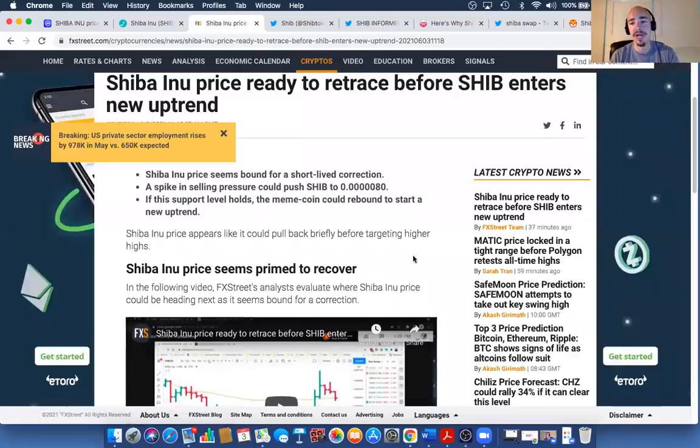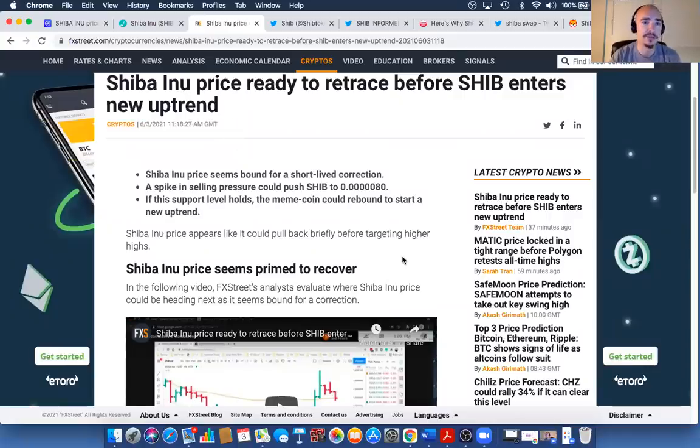Let's take a look at some of the latest news here on SHIB. We're going to get into why we think Shiba Swap is very imminent, very, very close as well. But here on FX Street, who've been doing a really nice job covering SHIB for quite a while, actually: Shiba Inu price seems bound for a short-lived correction. We might be seeing that right now.